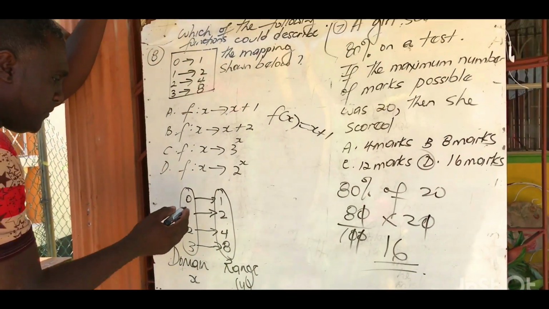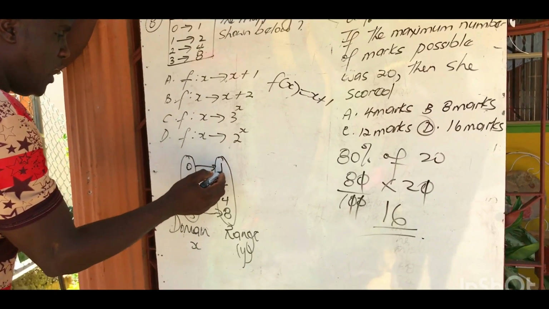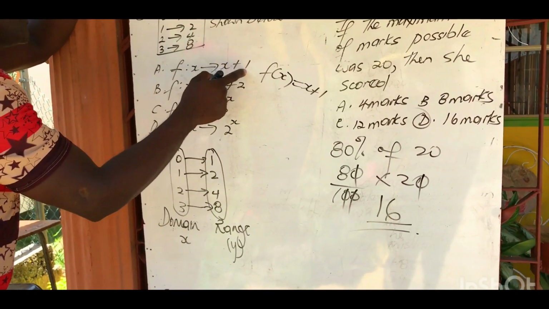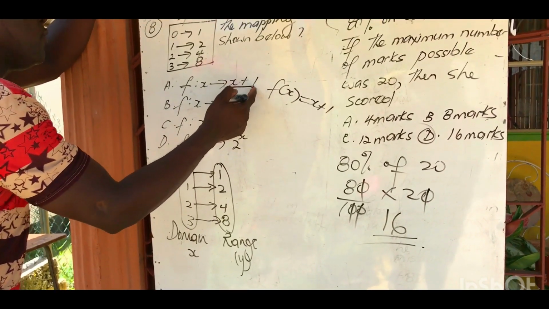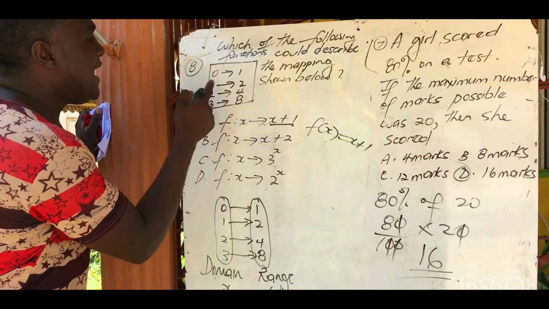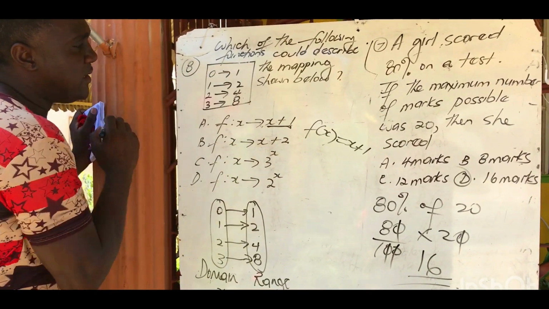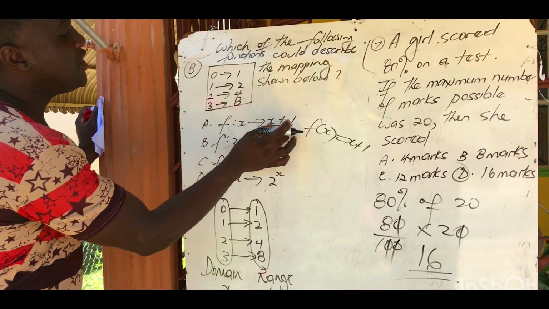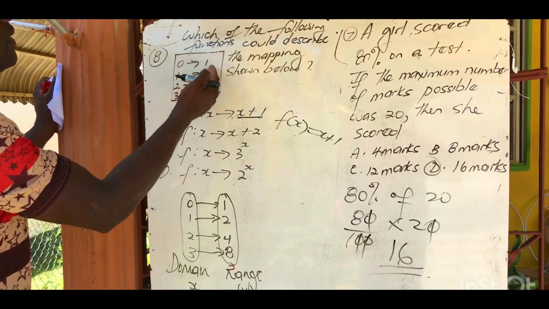So right here, 0 is being mapped onto 1. Now if we check this relation here, x plus 1, let us say x is 0. Now when I add 0 to 1, I get 1. So you might say that this is our answer. But the relation must hold true for all the values.